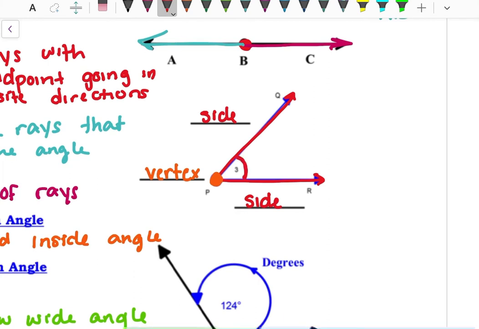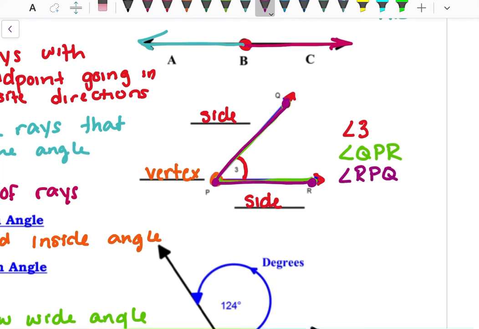So this would be angle 3, or I could name it using 3 points. It could be angle, we got a Q up here, Q, and then to P to R. So Q, P, R. That's one way to name that angle, just by tracing the 3 letters that make the angle. Or I could do it the other way, start at R, go to P, and then up to Q. So angle R, P, Q, still tracing that angle.